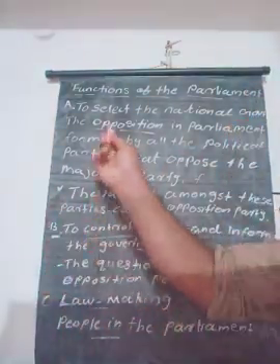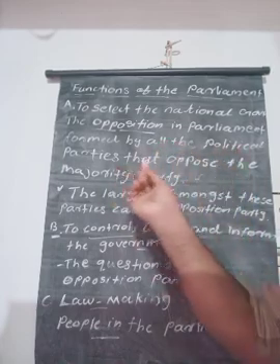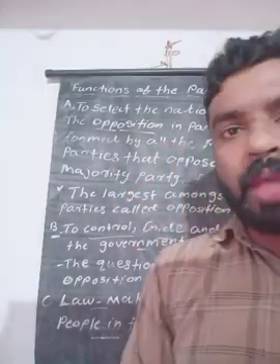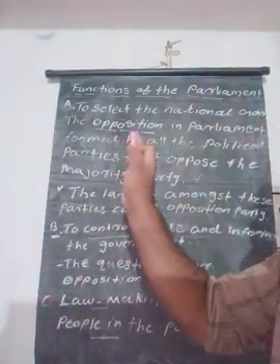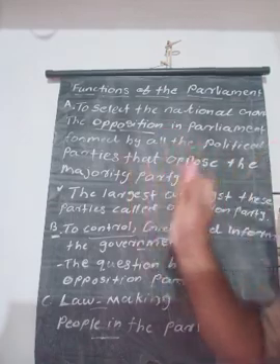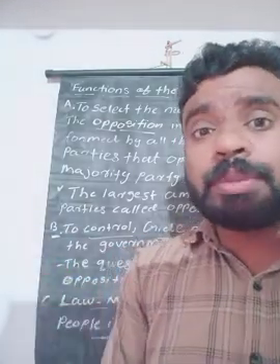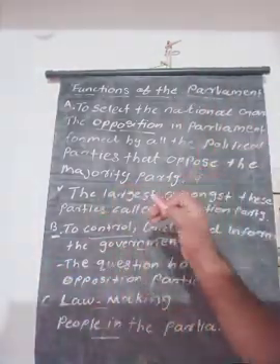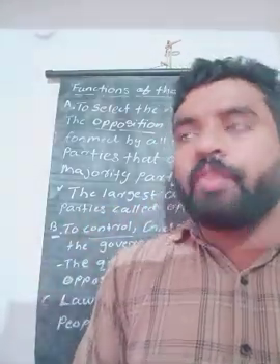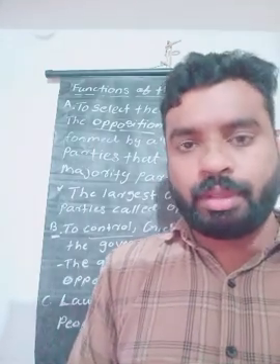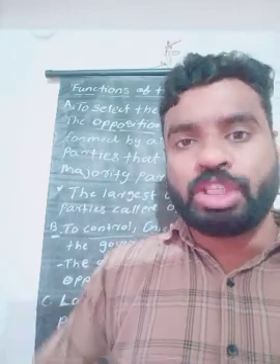The opposition in parliament is formed by all the political parties that oppose the majority party. Those who oppose the majority party form the opposition. Then the largest among these parties, the one supported by the largest number of members, is called the opposition party.